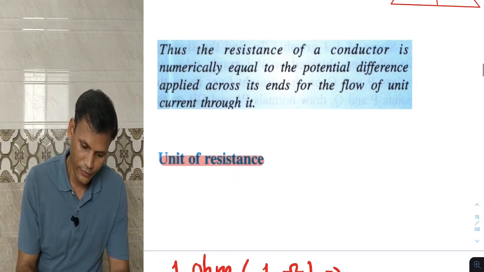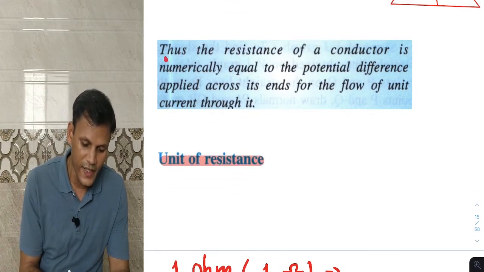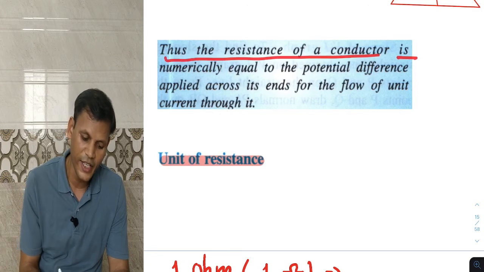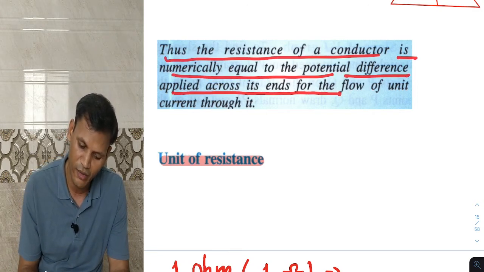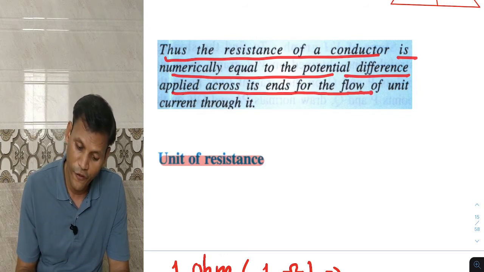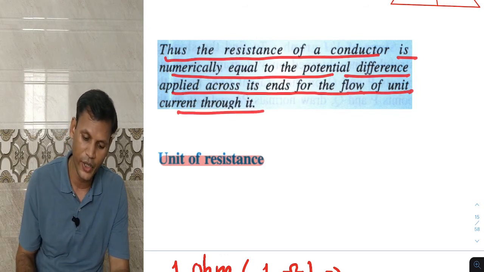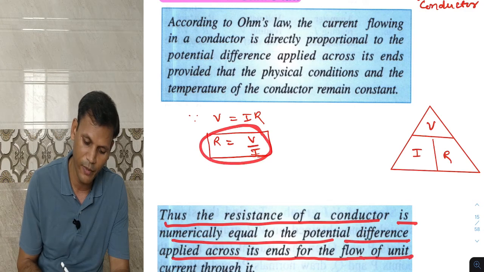Now, thus the resistance of a conductor is numerically equal to the potential difference applied across the ends of the conductor for the flow of unit current through it, because R is V by I.